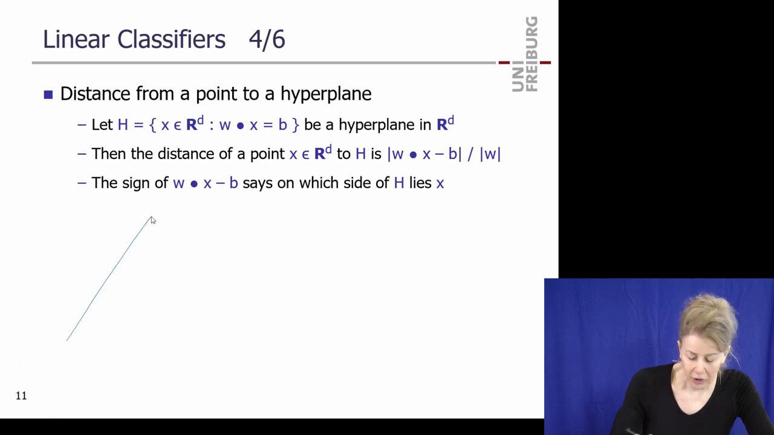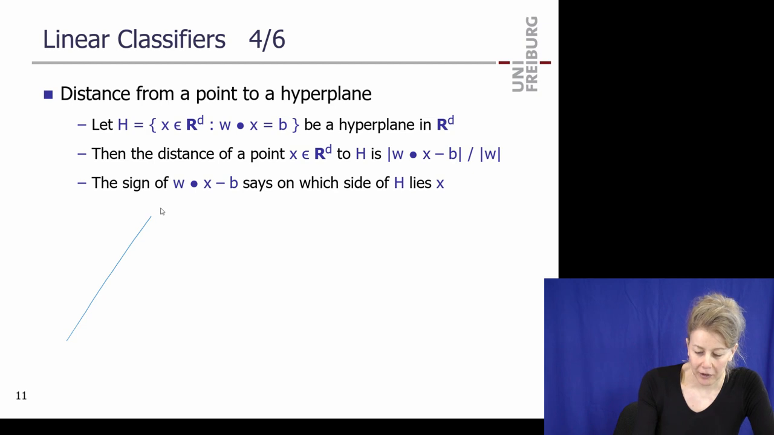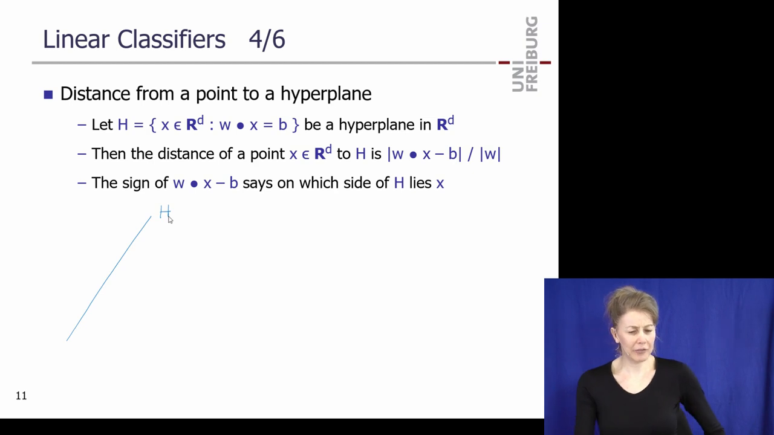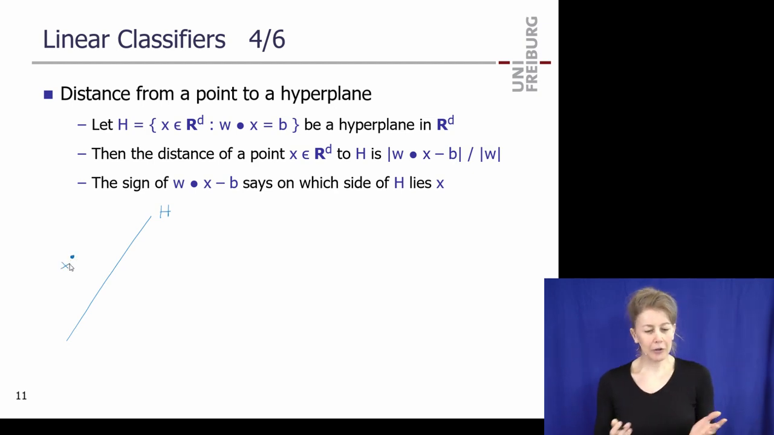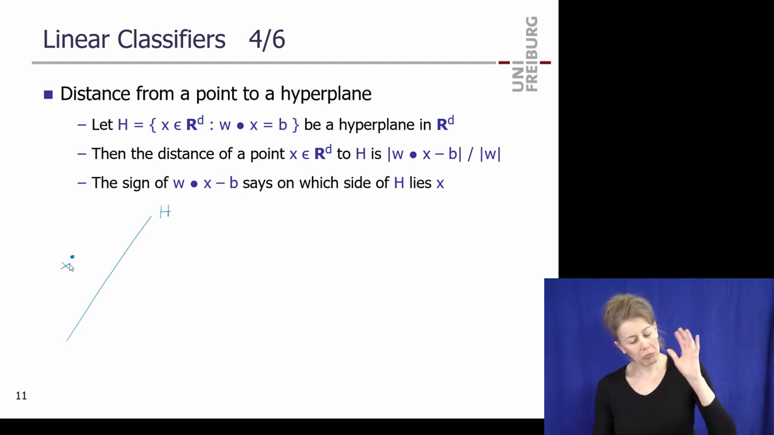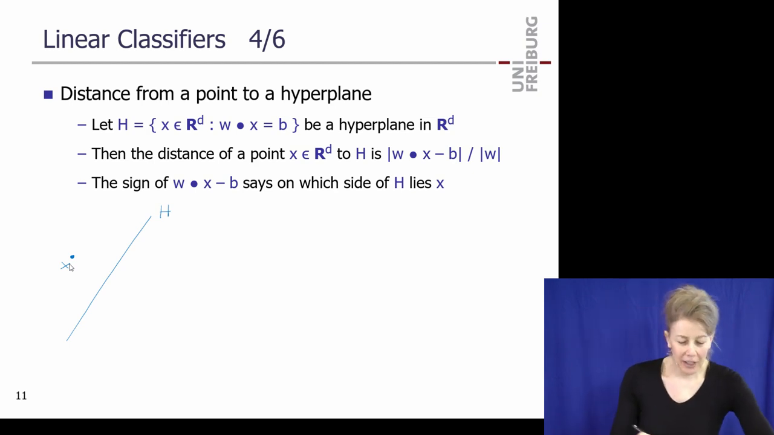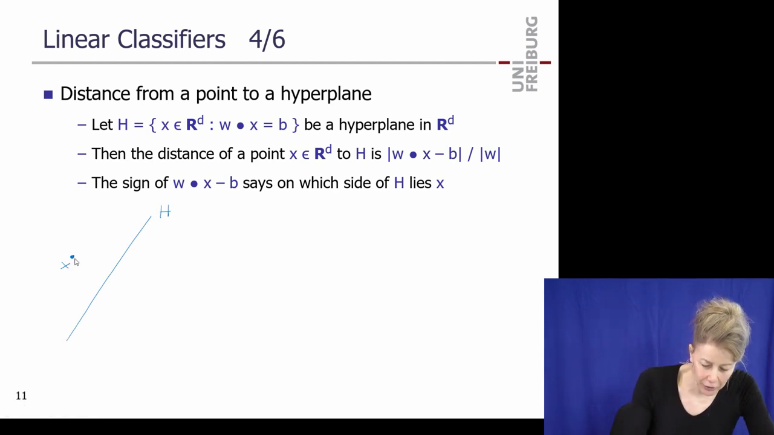So let me draw this. This is now my hyperplane, and my examples from now on will always be in 2D. That's very nice. So now I have this hyperplane, and let's take a point to the left. We could also take one to the right. And now the question is, what's the distance from x to H? First some very basic geometry: the distance of a point to a plane, a line in this case, is the shortest distance, and that's always orthogonal. So it's this here, right? And that's a right angle.